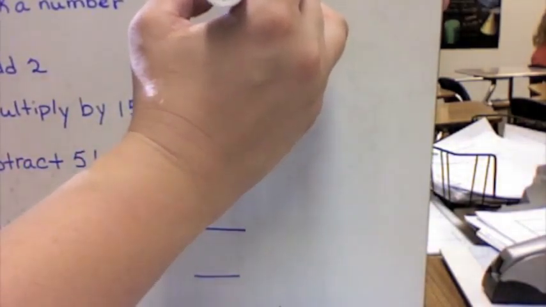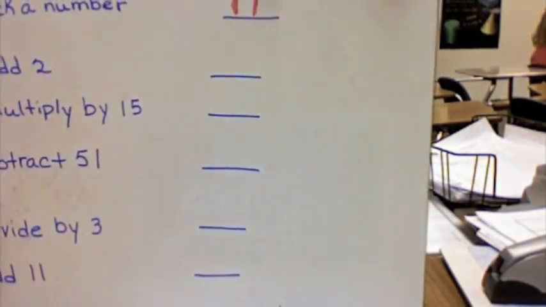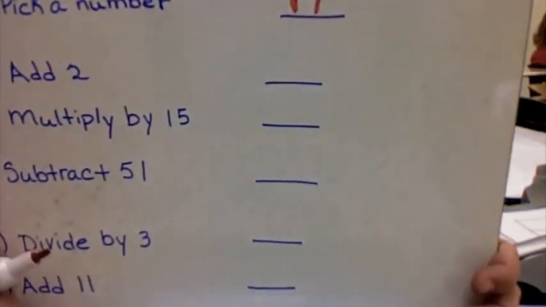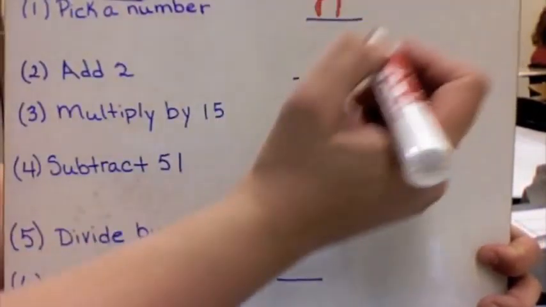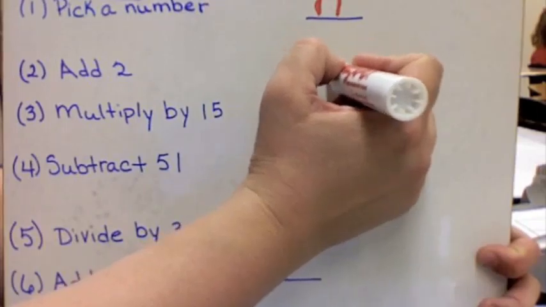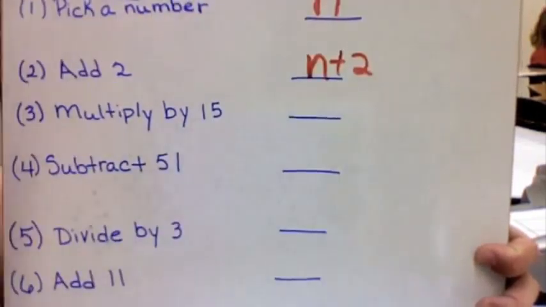So we're working on number 1. And number 1, the first thing says to pick a number. But if you read the directions closely, it says let n be the number used to solve the given puzzle. So on number 1, it says pick a number, but it told us that our number had to be n. So that's the first thing that you write down. The second step said to add 2. So we would write that like this, n plus 2.